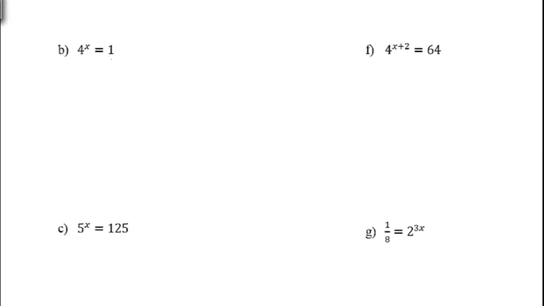In our next example, we have 4 raised to the x is equal to 1. Again, we need 4 to the x on the left, and we need to write 1 as 4 to some power. There's a property that says no matter what number you have, if you raise it to the 0 power, it's equal to 1. So we could write this as 4 raised to the 0 power, and that would give us x equals 0.